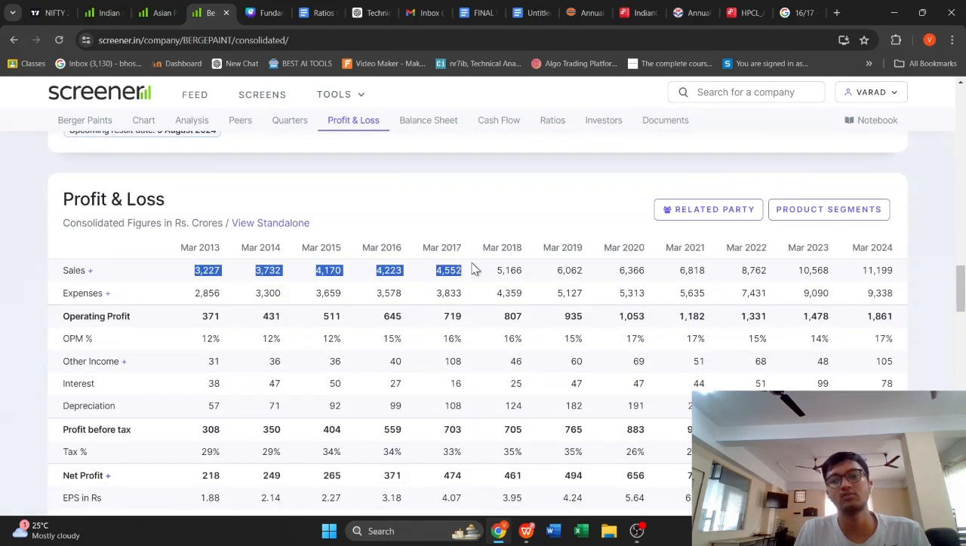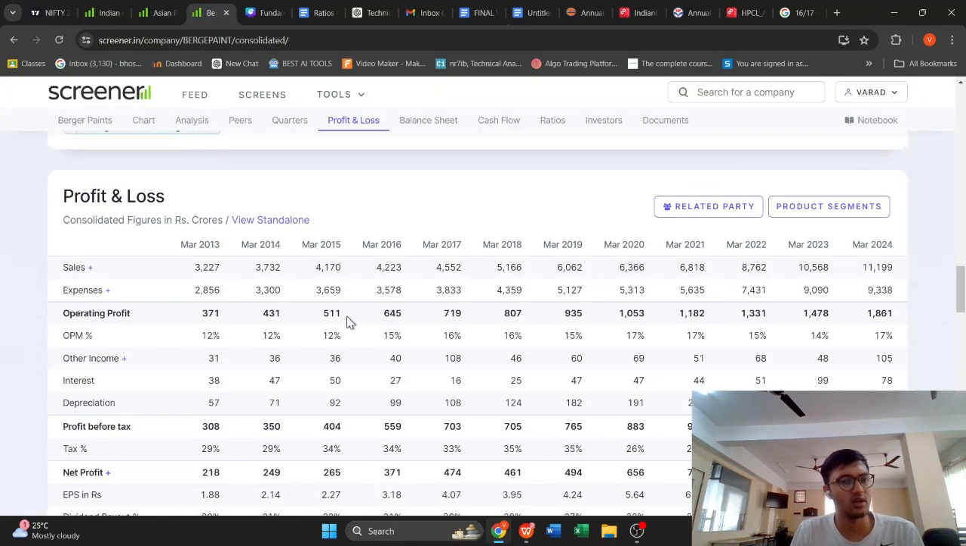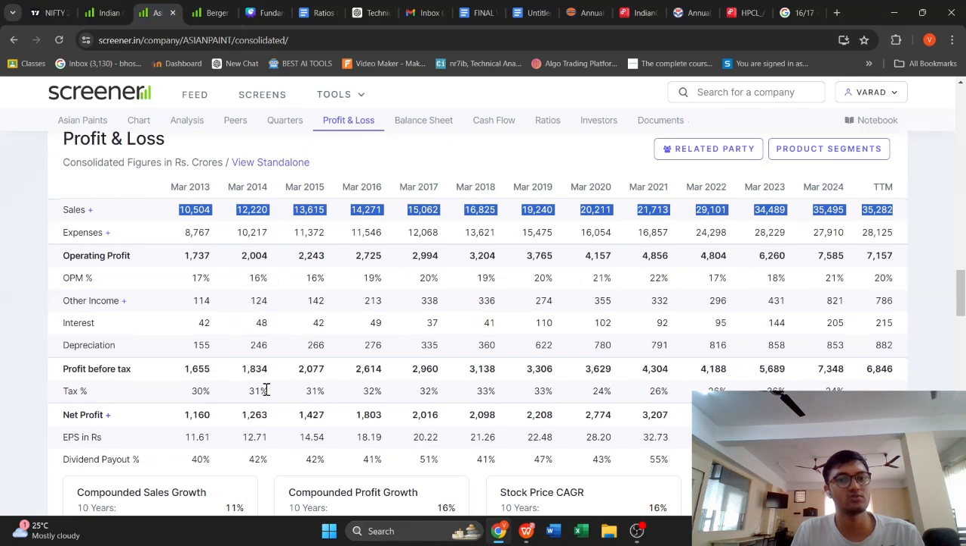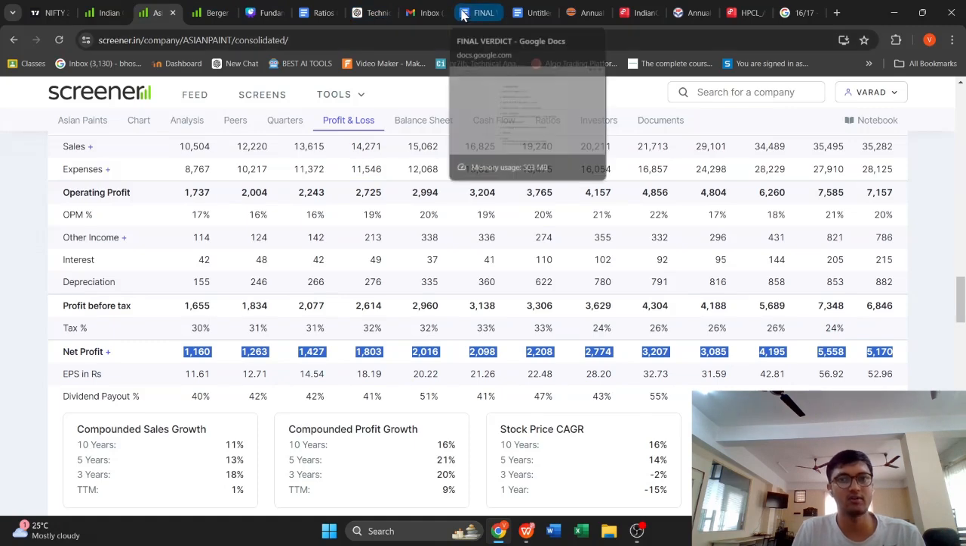The companies should be having an upward revenue trend and upward net profit margin. Both the companies should be having growth, from 200 crores to 1,000 crores, from 1,000 crores to 5,000 crores. So these are the companies that you should be looking at.